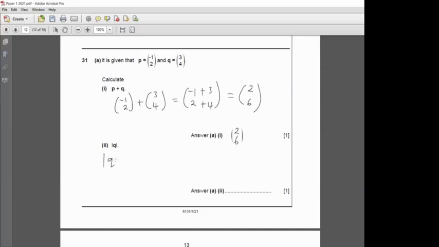Then we have to find the absolute value or the norm of Q. That is just the distance. And the formula for this is very simple. It's just the square root of the i component squared plus the j component squared. Okay, so this you do on your calculator. This is equal to 5.